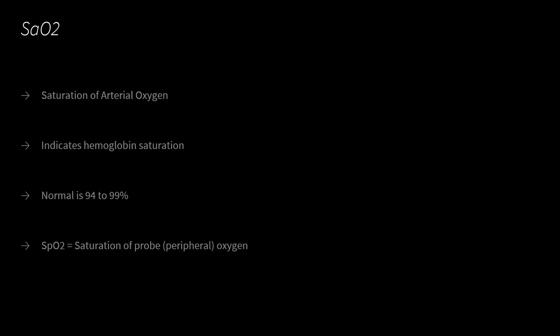So then SaO2 is your saturation of arterial oxygen. Again, this is actually telling you how much oxygen is bound to hemoglobin within the arterial blood. Your normal parameters are the same as they are for a pulse oximeter, 94 to 99.